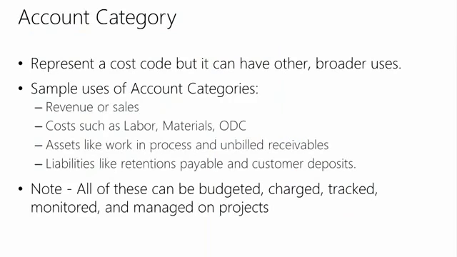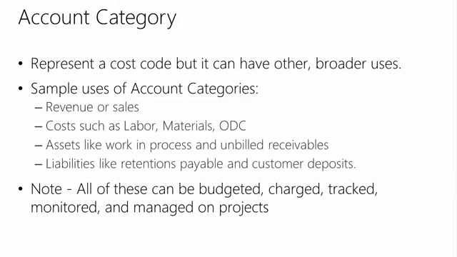So typically the account category, in industry terms, some people use the term cost code. That's typically one of the terms that is used. However, we have broader uses, which I described, such as contract value, billed to date, things like that. So it's not just for costs, but that's the most common use of it.